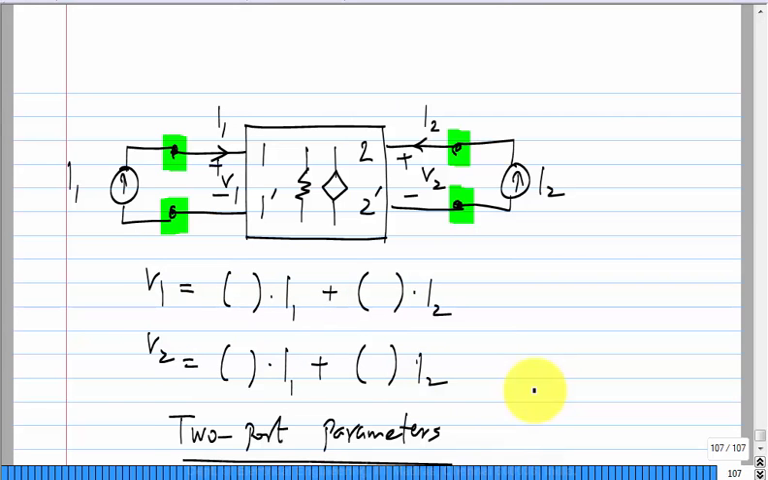What else can I do? I can have voltage on one side and current on the other side. So, there are two such things, right? I can have voltage on port 1 and current on port 2, or voltage on port 2 and current on port 1. Okay.